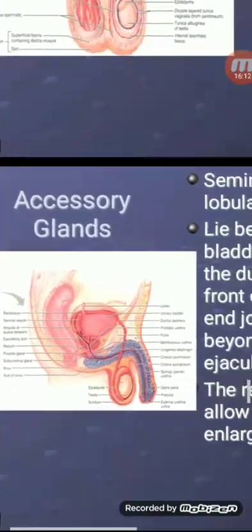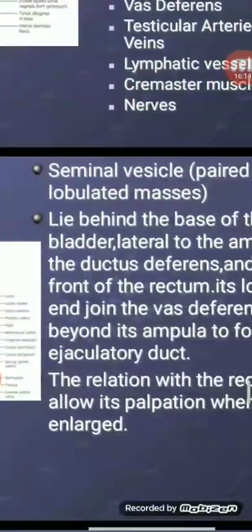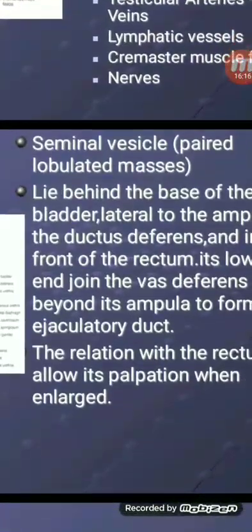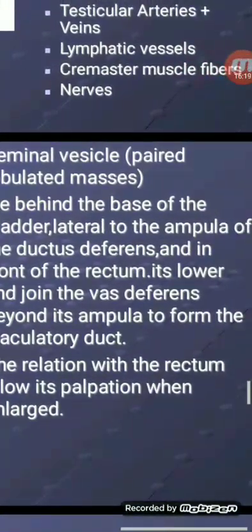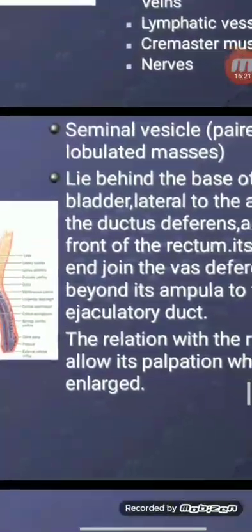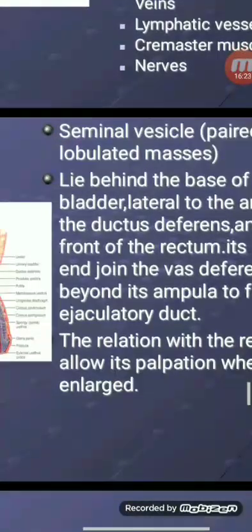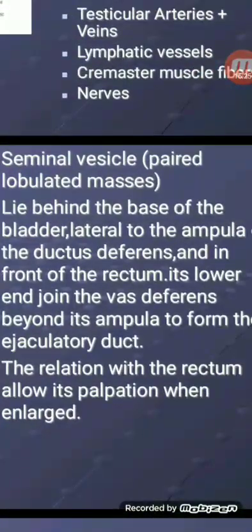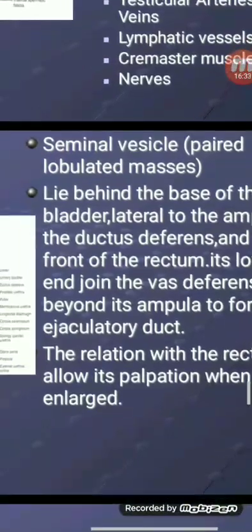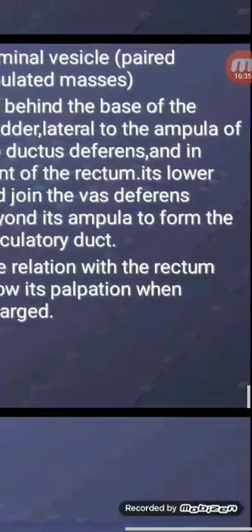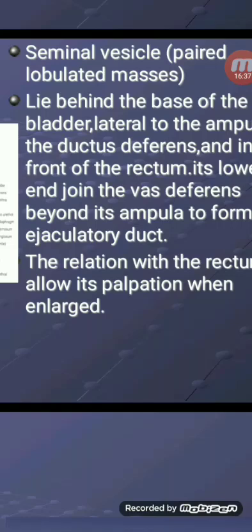The seminal vesicles are accessory glands. The seminal vesicles are paired lobulated masses that lie behind the base of the urinary bladder, lateral to the ampulla of the ductus deferens, and in front of the rectum. Its lower end joins the vas deferens beyond its ampulla to form the ejaculatory duct, as I did mention. The relation with the rectum allows its palpation when enlarged.